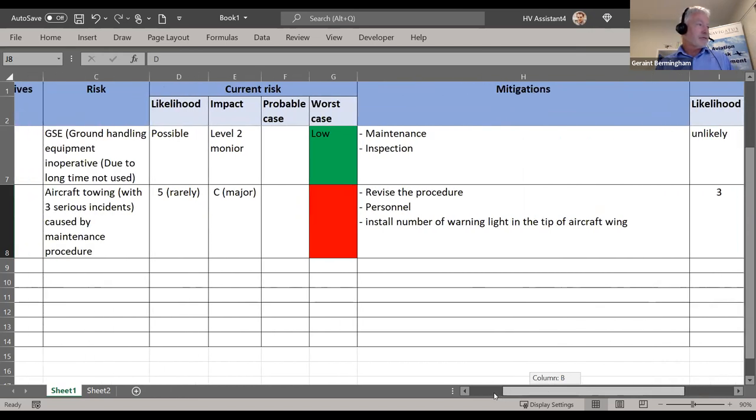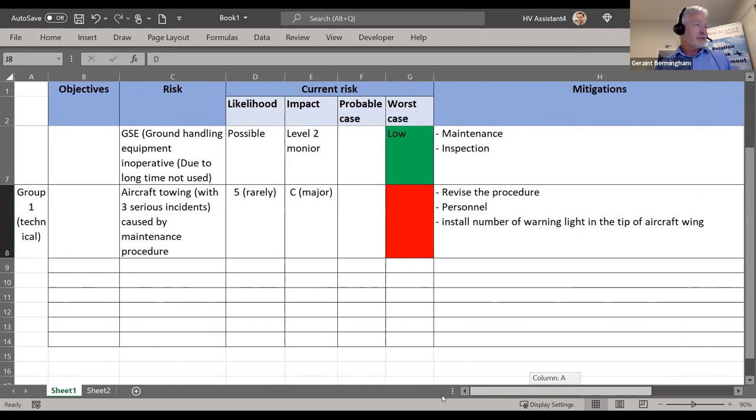Okay, this is a really interesting one. A couple of questions: how has the pandemic changed this one, or has it not?